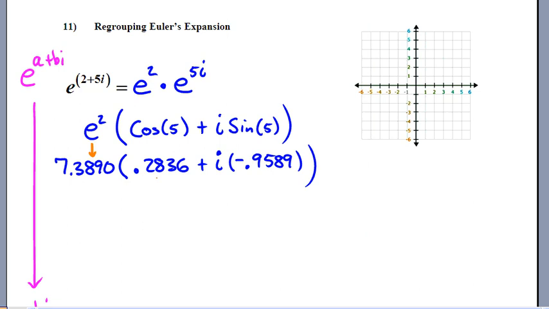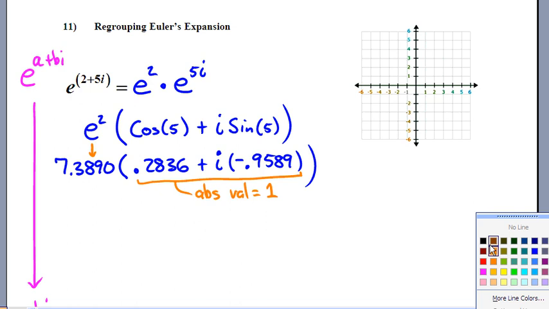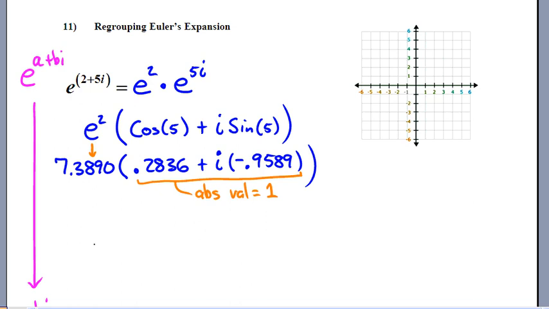But before I do, worth pointing out that with just this Euler part, the absolute value is equal to 1. That's how the Euler deals work. But I'm going to now scale it by a factor of 7.3890. So I just distribute. 7.3890 times 0.2836, I get 2.0959. Then the next part, 7.3890 times negative 0.9589, and I get subtract 7.0855 with the i.